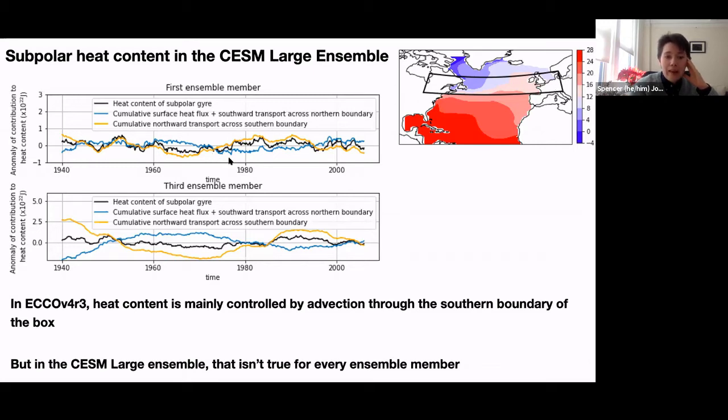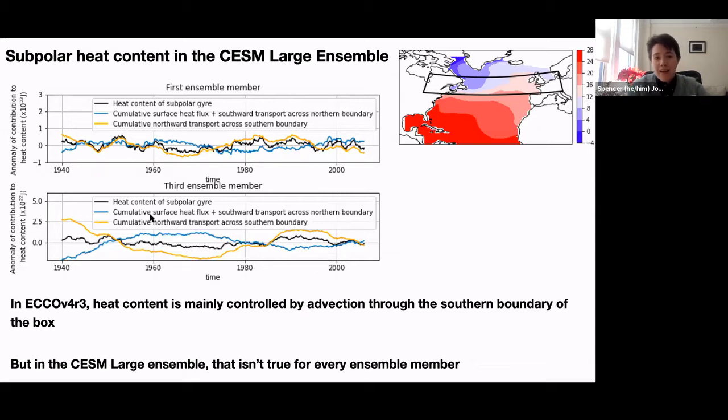And then the blue line shows the rest of the heat budget, so the heat transport through the northern boundary of this box plus the heat transport through the surface of the domain. You can see that the total heat transport, the black line, is mainly driven by the heat transport through the southern boundary of the box in the first ensemble member.